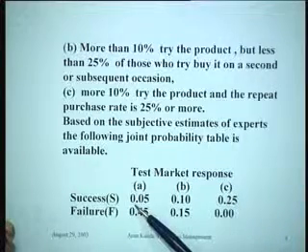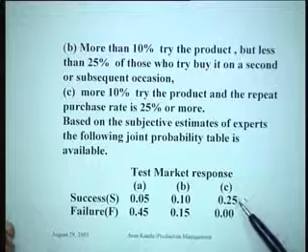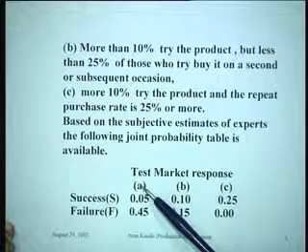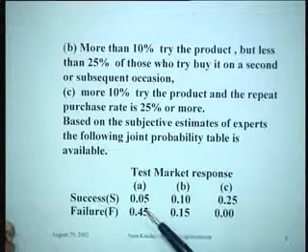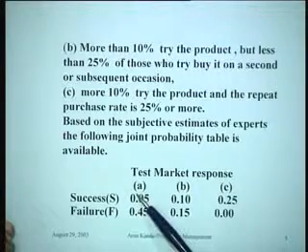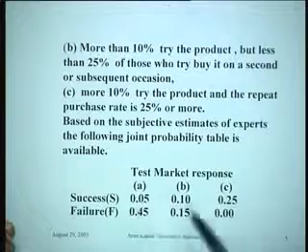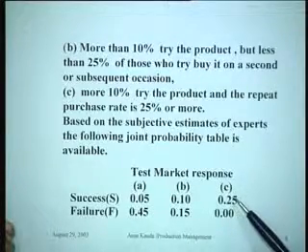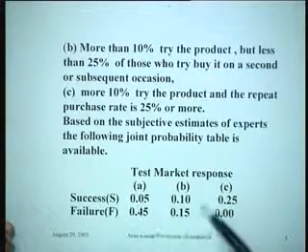Obviously, you would expect that these probabilities, which are only estimates, would be such that if the test market outcome says poor, you would expect the success rate to be small. So this probability will be smaller, this should be relatively bigger, and this should be the biggest in this particular row. So there is a logical way to estimate these probabilities.